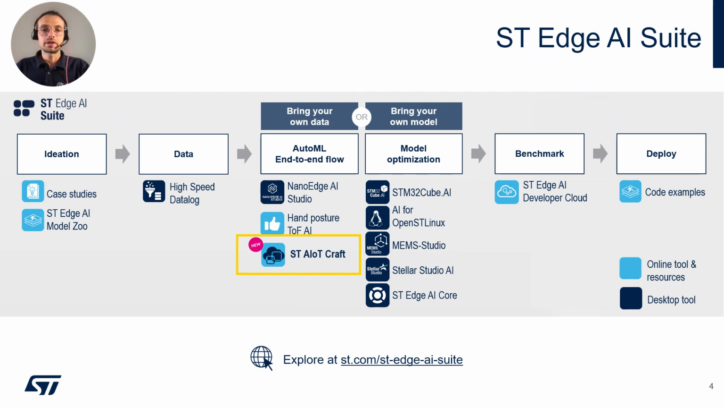Here is where ST AIoT Craft comes into the picture. This is an overview of all the software tools provided by ST in the context of the Edge AI offer. As you can see, ST AIoT Craft is an online tool, which provides an end-to-end experience, from the data logging step to the deployment on the field of the AI solution developed on the platform. As we will see later, with a few clicks we'll be able to train a machine learning model directly on the cloud, providing an innovative AutoML approach, based on a no-code experience. In addition, ST AIoT Craft allows you to bring your own data to the cloud in order to train the model fitting your particular use case.